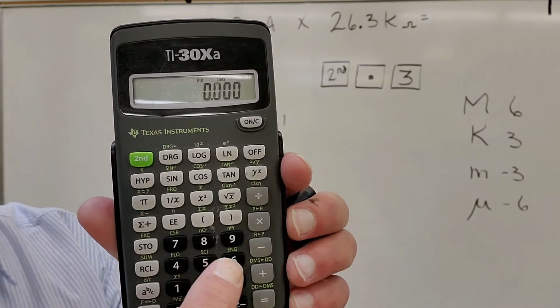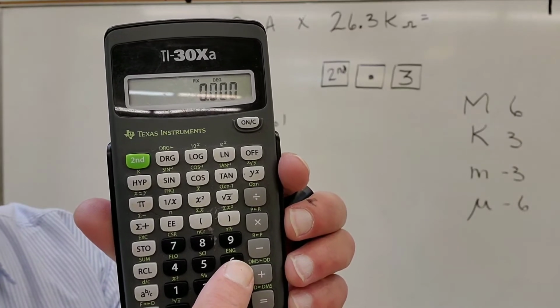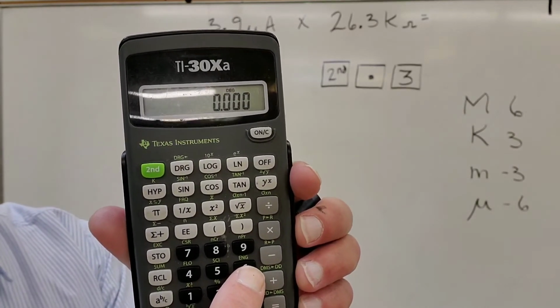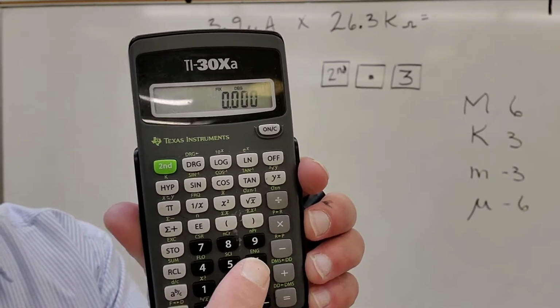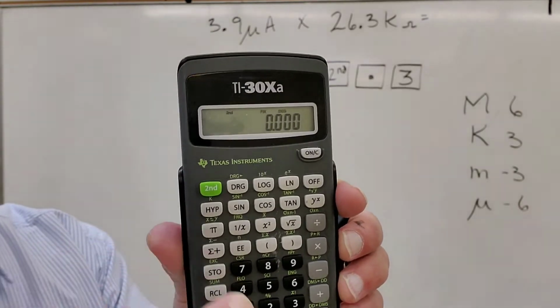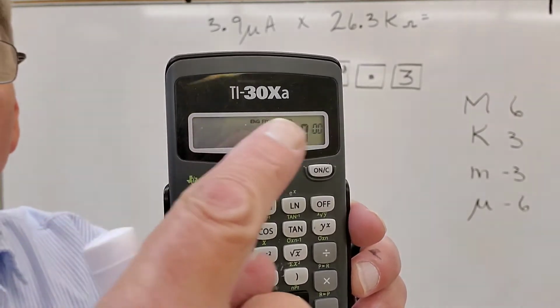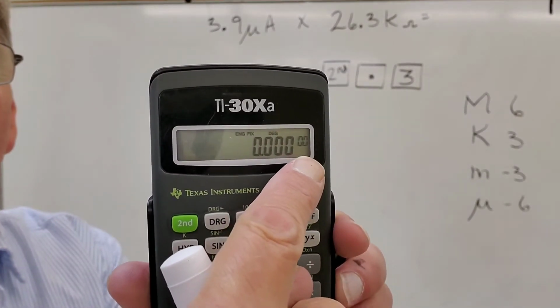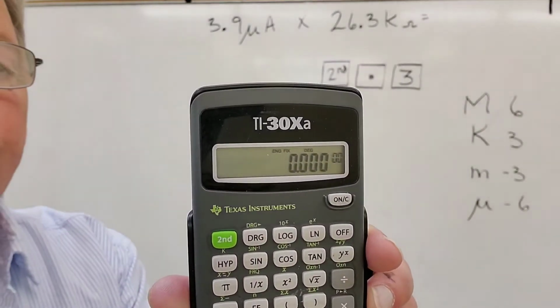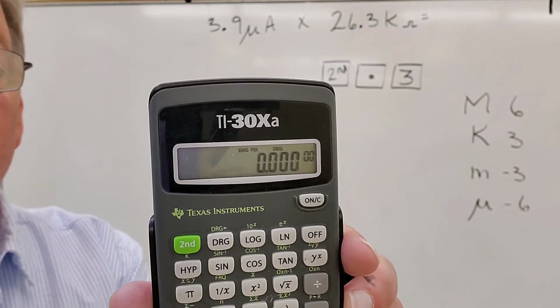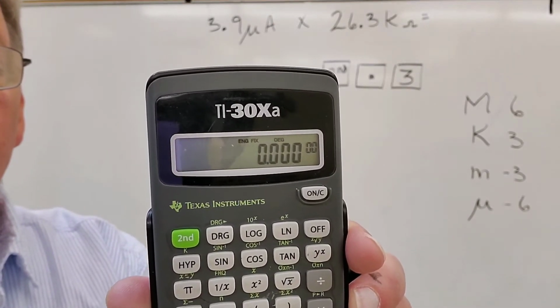That's not what I want. Above the 6 key is the engineering. So I want to put it in the engineering mode. So I come up here and hit the second key and then hit the engineering. And notice I get my little zeros behind the number for my exponents. That's where my exponents are going to go.